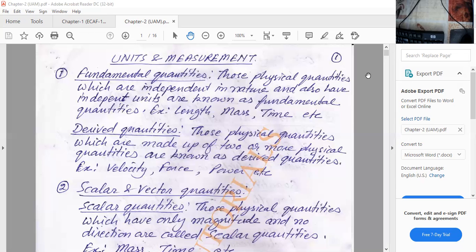Similarly, we can say velocity. What is velocity? This is displacement upon time. It is also made up of two physical quantities, which are originally fundamental quantities, right? So derived quantities do not have their independent units. They are made up of fundamental quantities, and their units are also derived from those quantities, right? So this is about the fundamental and derived quantities in physics.